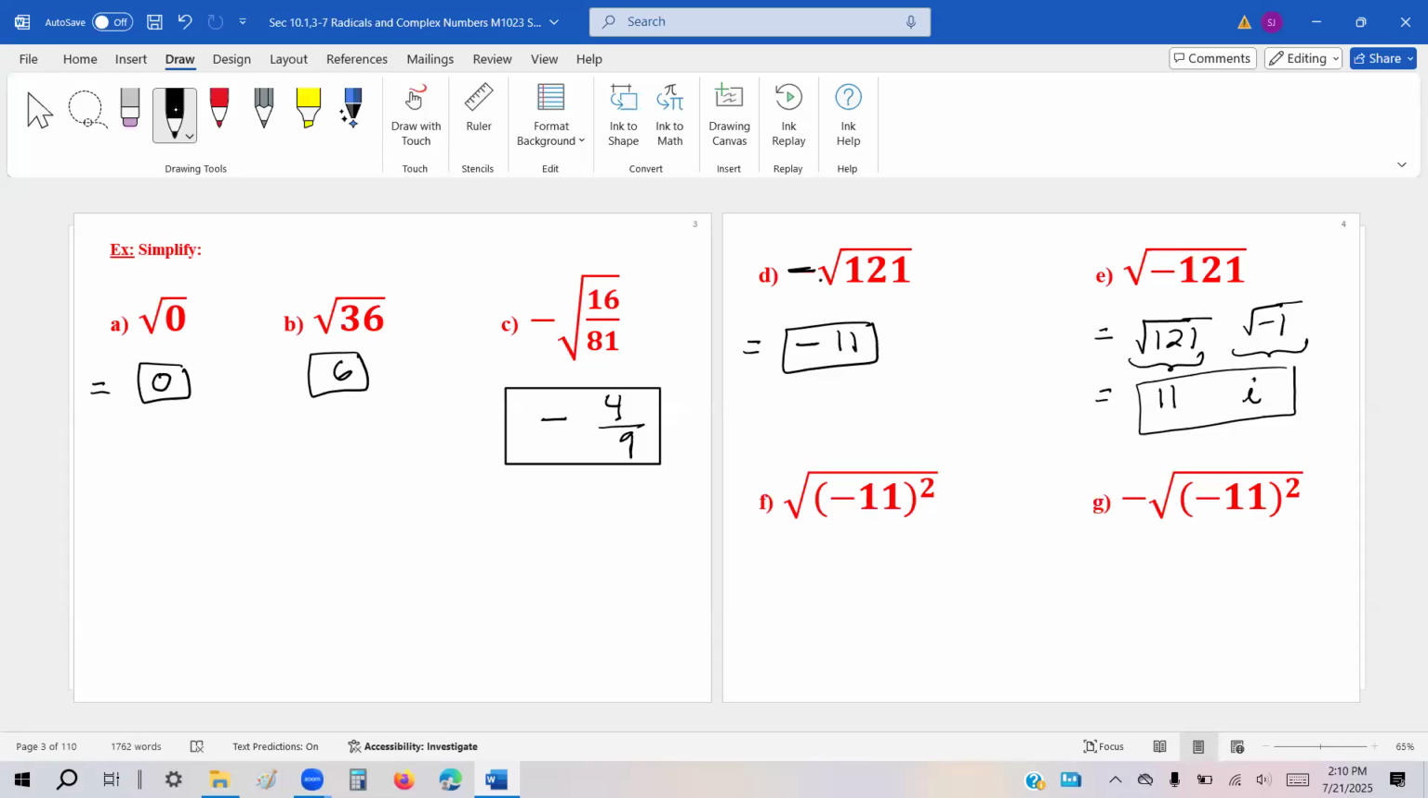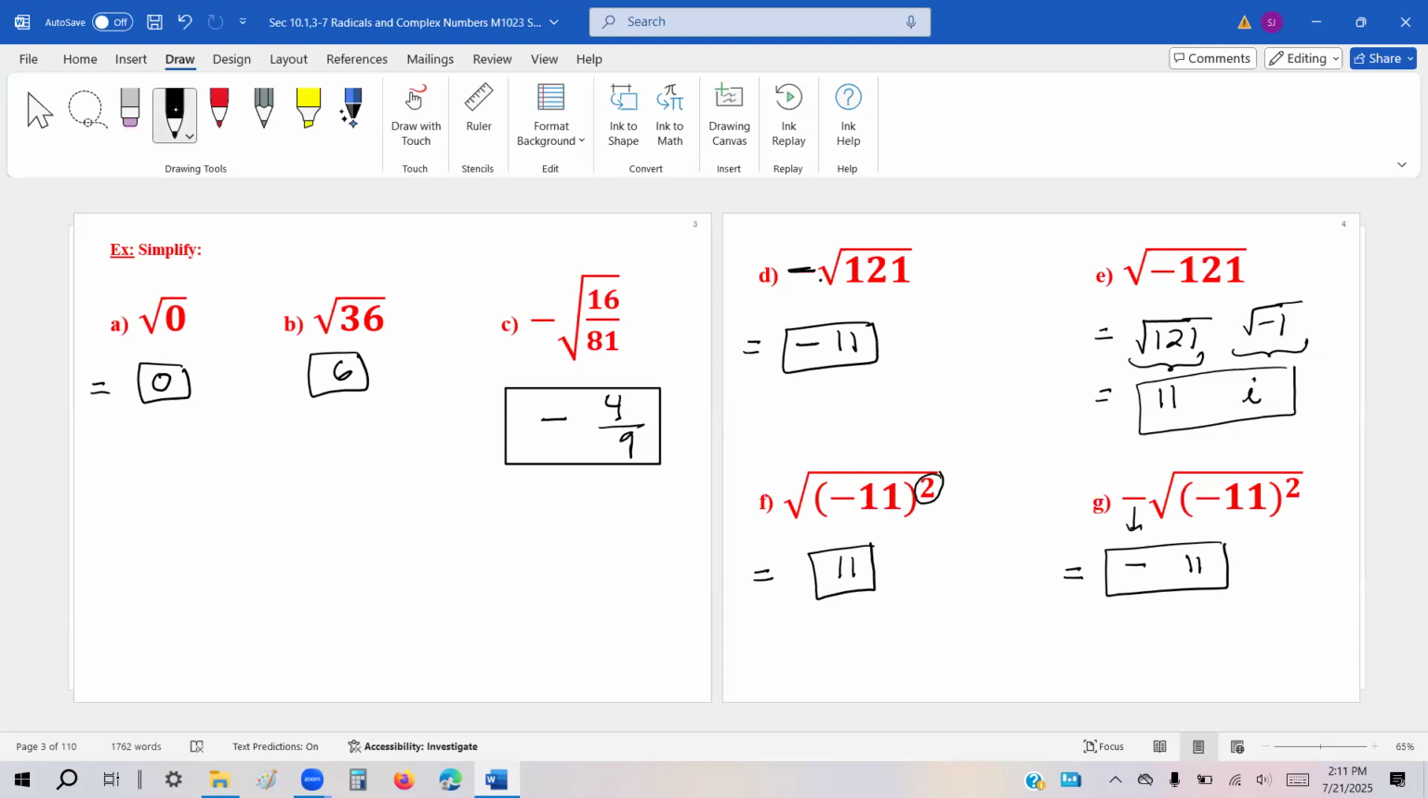What is square root of -11 squared? What is inside, the square or the square root? The square is inside, right? So what's the answer? +11. If your square is inside, the answer is +11. If the square root is inside, the answer will be negative. And then we have double negative. One is inside, one is outside. -11.